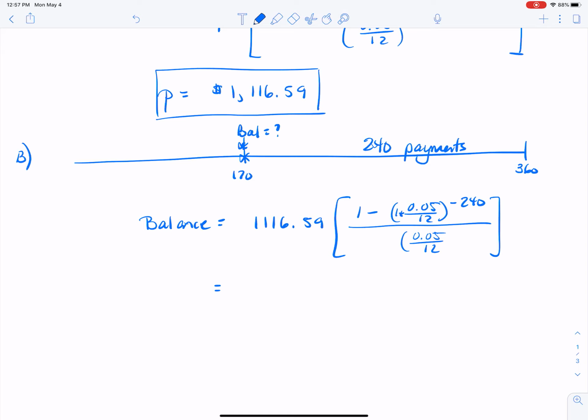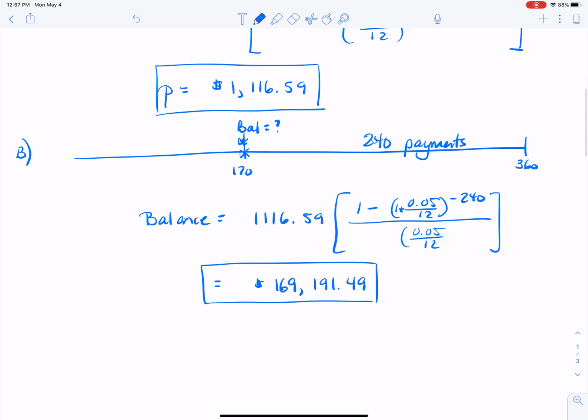And if we compute that out, that should be $169,191.49. So what that means is that's what we would have to pay off right after making that 120th payment to pay off the loan. And again, notice it's a lot more than what we might expect. But remember, with all that interest and whatnot, every payment that we make has a portion that goes toward the balance and a portion that goes toward the interest. And that's one thing we did discuss in class as well.